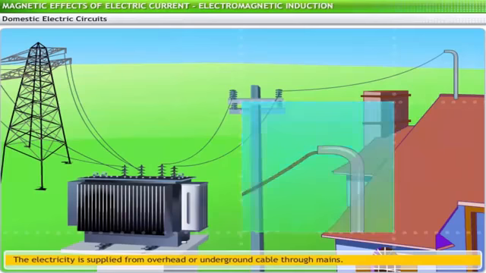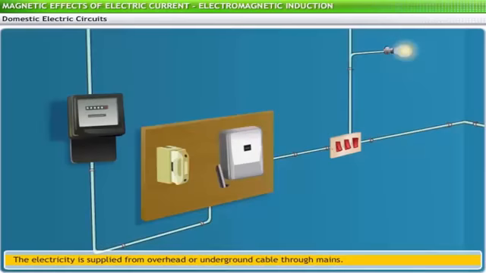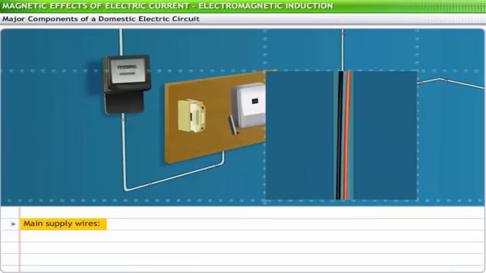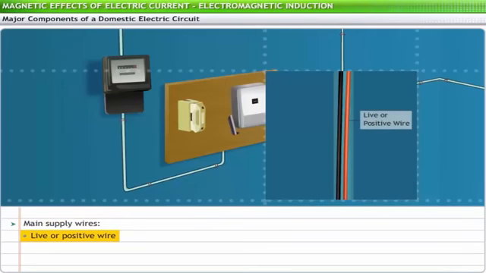A network of overhead or underground cables brings power to our homes. Domestic electric circuits are connected to this network through main supply cables, commonly known as mains. The main supply cable has two wires. The first wire, usually in a red insulation cover, is called a live or positive wire. The second wire, insulated in black, is called a neutral or negative wire.